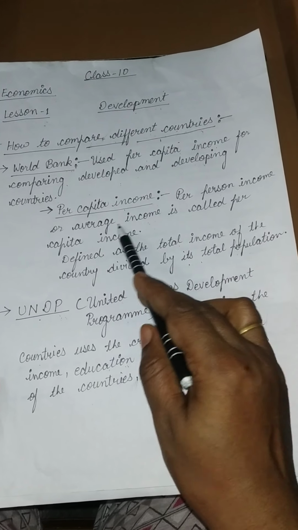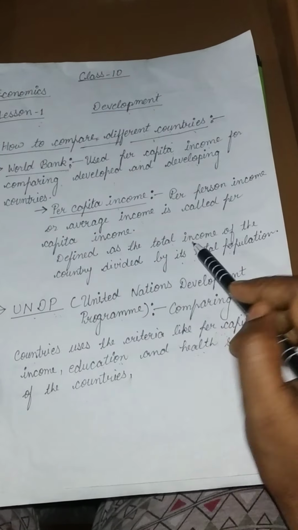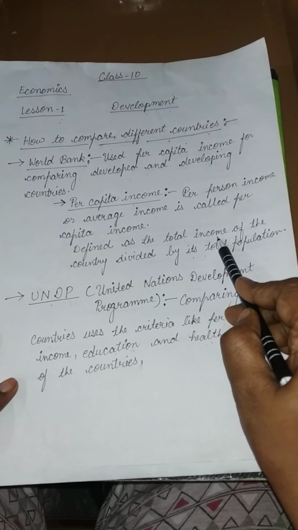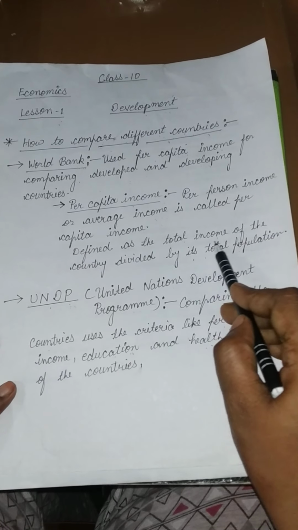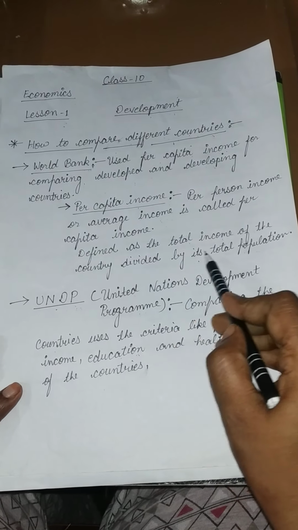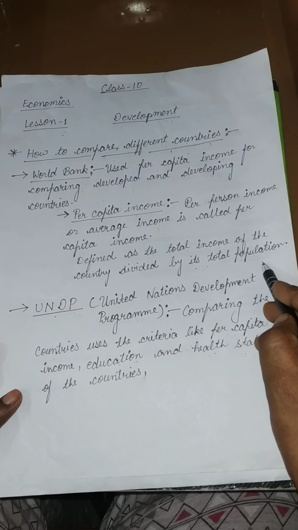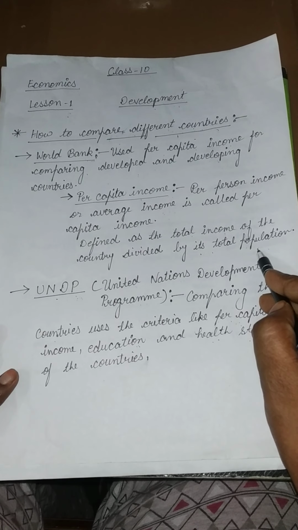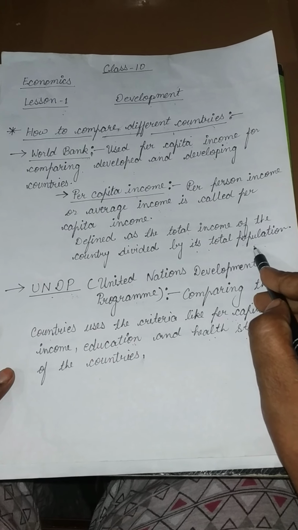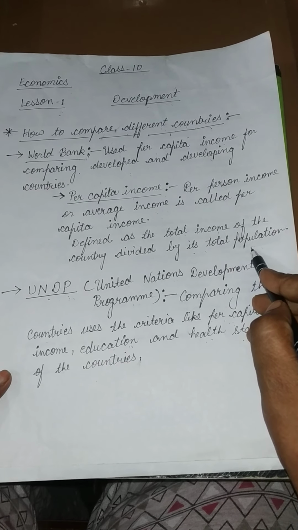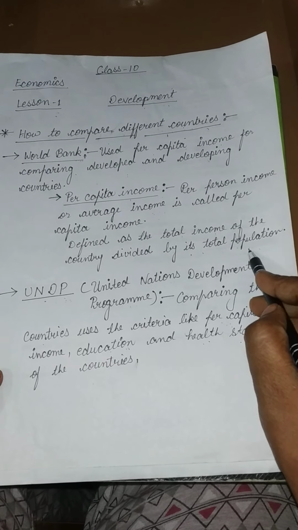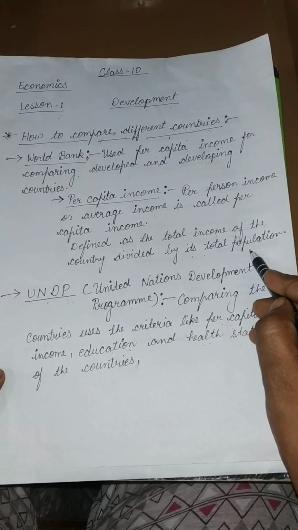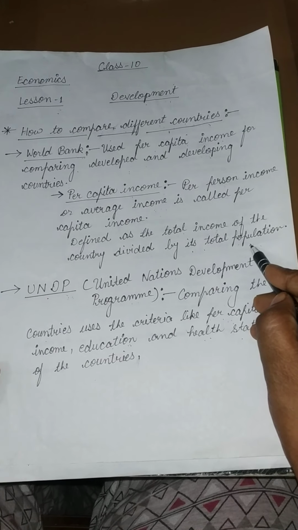To calculate the average income of a country, at first we have to take the total income of that country in a particular year. Then we have to divide that total income by the country's total population. The result we receive is called the per person income of that country. So when per capita income is calculated by the World Bank, it divides the total income of a country by its total population, and gets the per person income of the country.